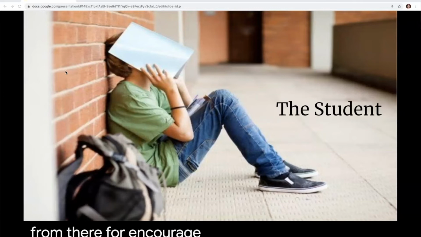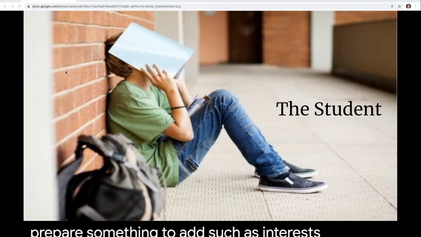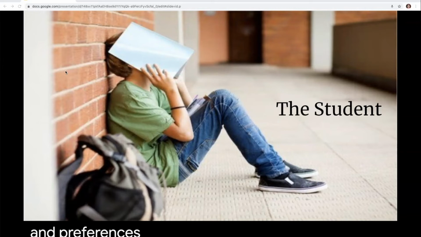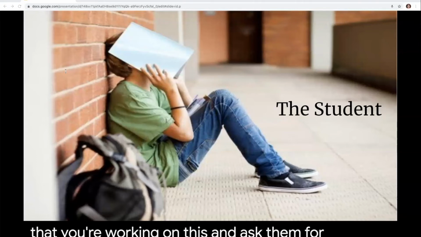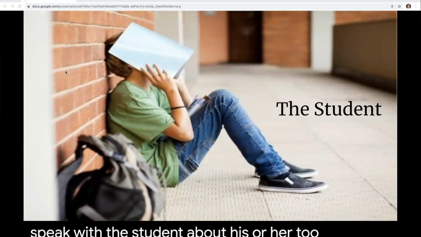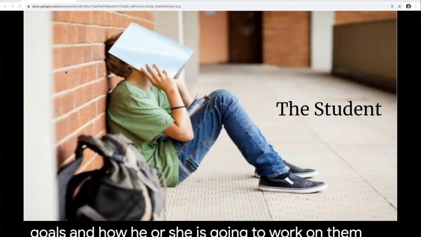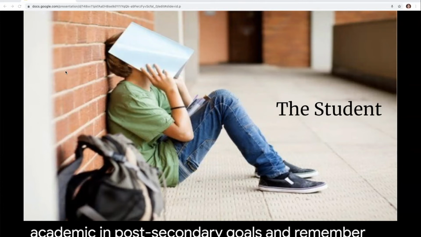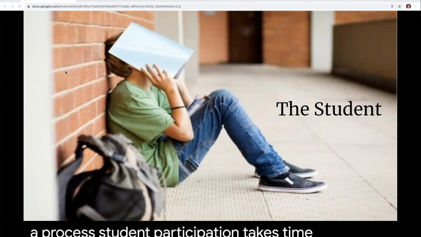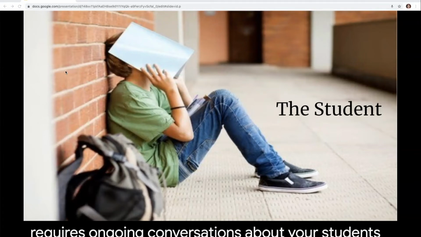4, encourage student participation. Choose a section of the IEP and have your students prepare something to add, such as interests, strengths, and preferences. Remember that the IEP isn't just about academics. Including a student's extracurricular interests is one way to let the ARC know some engagement strategies for your students. Inform teachers and service providers that you're working on this and ask them for support. Speak with the student about his or her transition goals and how he or she is going to work on them. Encourage your student to set his or her own academic and post-secondary goals. And remember, it's a process. Student participation takes time and requires ongoing conversations about your student's disability and needs.